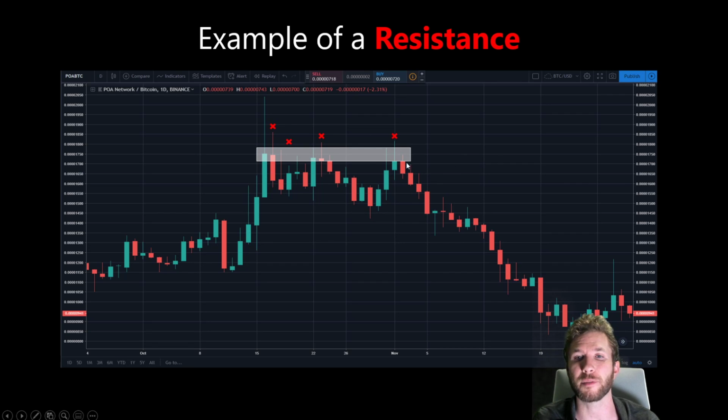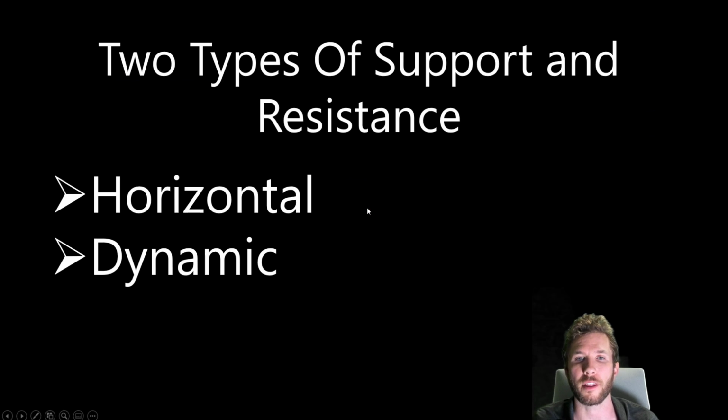So 7 times, and it never cracked this level, which means there was somebody who was really trying to get out of that level. So there's 2 types of support and resistance, and this is not really well defined in a lot of guides, a lot of YouTube videos. So there's horizontal, and that's just a flat support resistance level, kind of like the ones that I just went over. And then there's something called dynamic support and resistance. And dynamic support and resistance are ones that move.